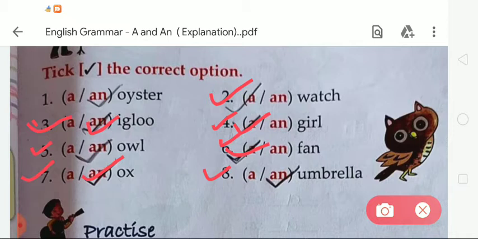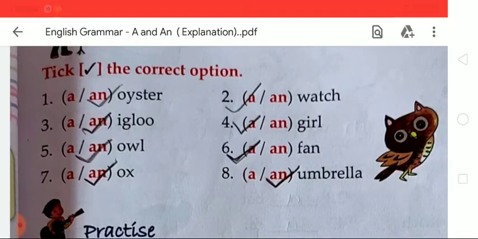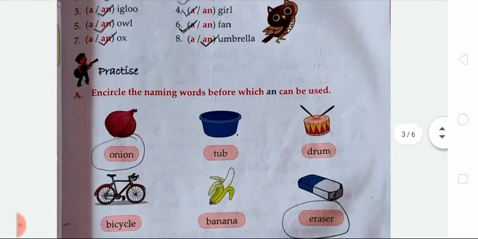A or an? So we have to use an. Like this you have to complete this first exercise of this chapter. Now we are moving to the next. So let's do the practice.